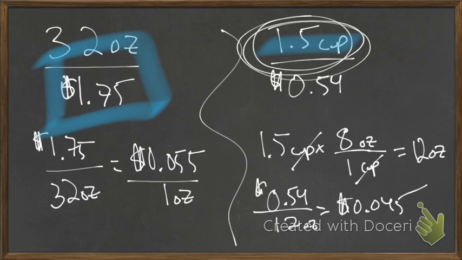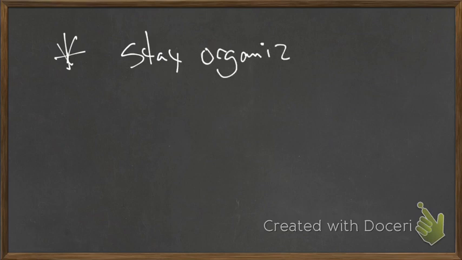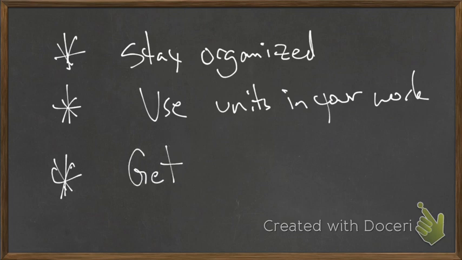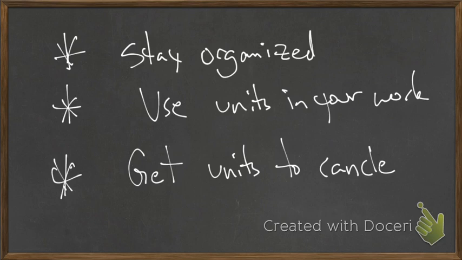The best thing to do, right? Big percentage savings. Big ideas I would say to write down here, because I can't show you every type of conversion problem. Stay organized. You don't have to write this down. I'm going to. Use units in your work and get units to cancel. Did I just spell cancel now? That feels right. Okay. If you do those things, every conversion problem is open to you, right?